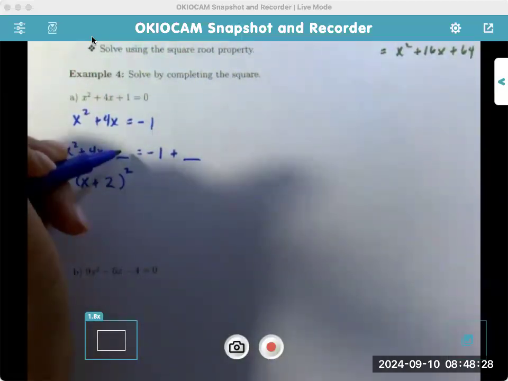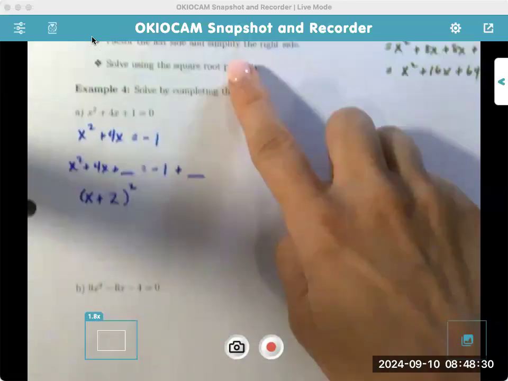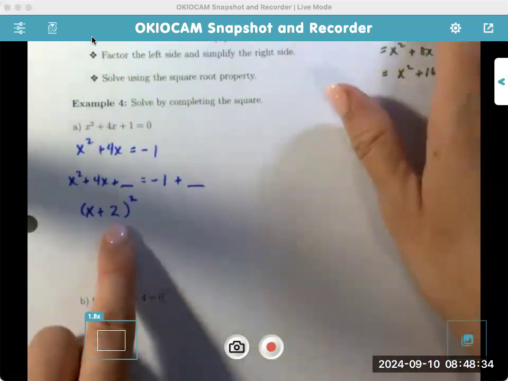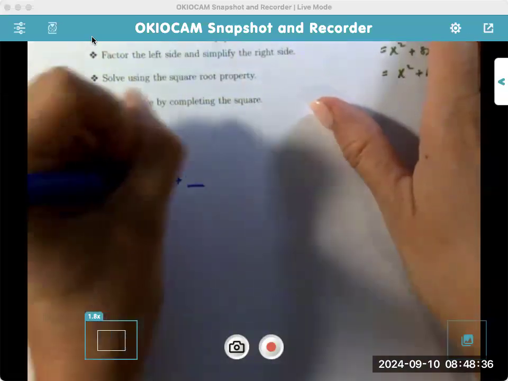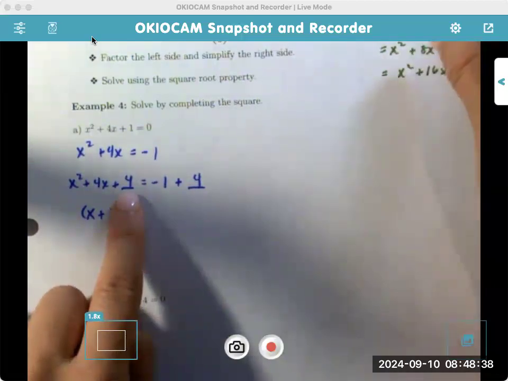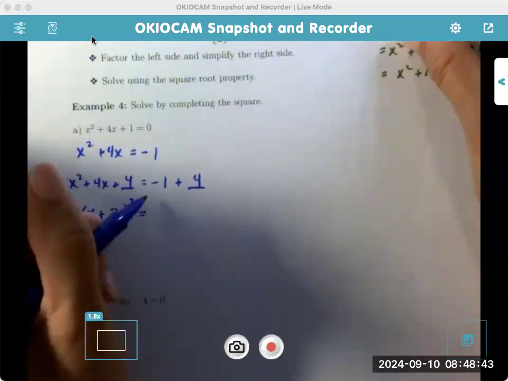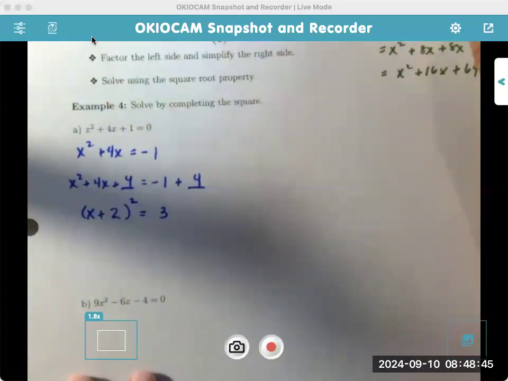Then up and over, that's what is describing this b over 2 squared. Essentially, you just take this number and you square it. So that is a 4 and a 4. But whatever we add into the left, we have to also add into the right. Now we simplify to get 3.